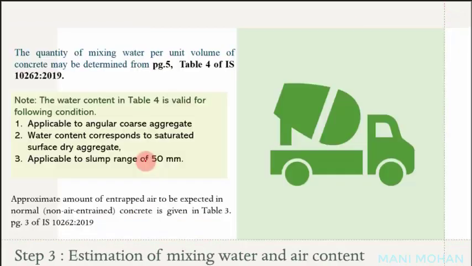Step 3. Estimation of mixing water and air content. First, let us see how you can determine the amount of air inside concrete. Now this can be estimated in an approximate way. For that you have to go to table 3, page number 3 of IS 10262-2019. There you will get the approximate amount of entrapped air that can be expected in normal concrete.